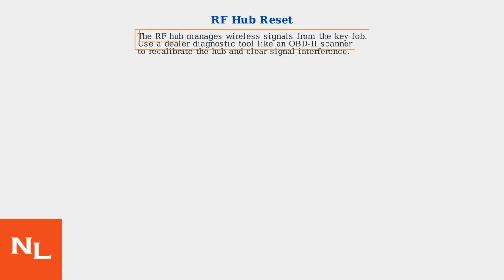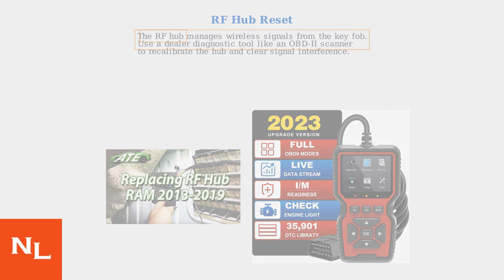This often resolves glitches. If the problem persists, perform an RF hub reset. The RF hub manages the wireless signals from the key fob. This requires a dealer diagnostic tool, such as an OBD2 scanner, to recalibrate the hub and clear signal interference.